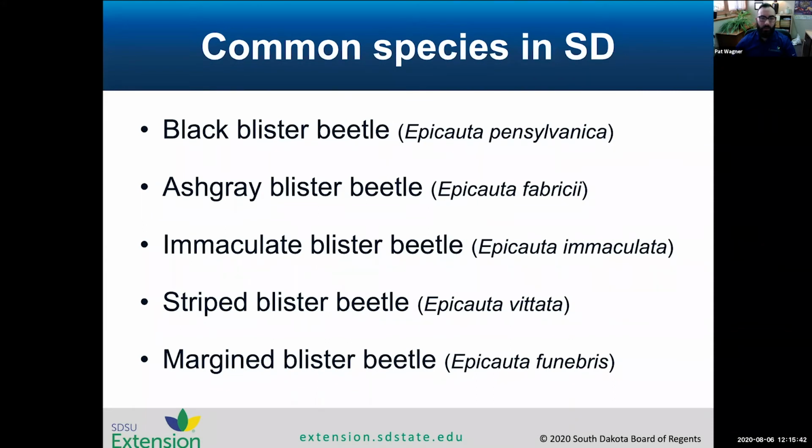Okay, so these are just some of the common species that we have in South Dakota. We have the black blister beetle, the Ashgray, the Immaculate blister beetle, the striped blister beetle, and then the margined blister beetle. I'm going to go over each one of these individually. I'll show a picture and a very brief description, to get an idea of how to identify these if you see them out in the field.